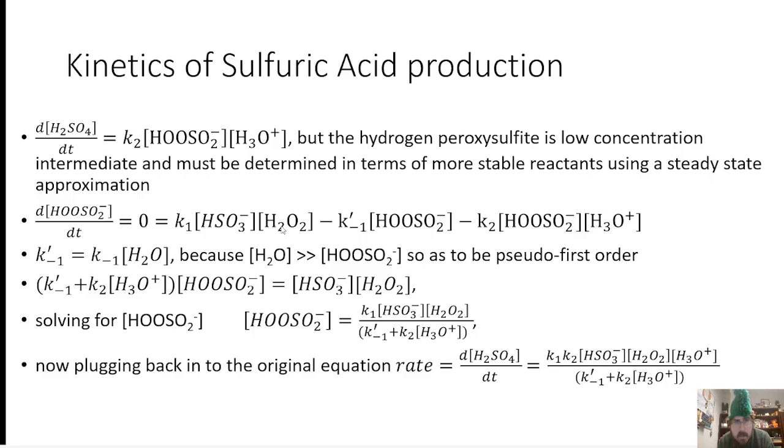K1 is one of the ways it's formed. K minus 1 is the reversible reaction of it breaking apart back into its original reactants. And K2 right here is how it can be consumed in this second step. Now, solving for the concentration of HOOSO2 minus, we'd get those to the other side where that would be 0, and divide by, and essentially solve this in terms of HOOSO2 minus.